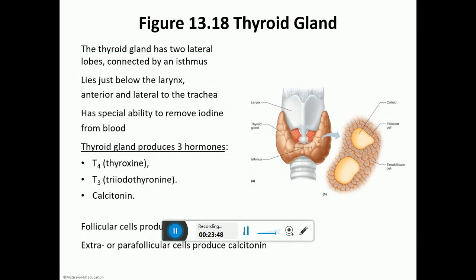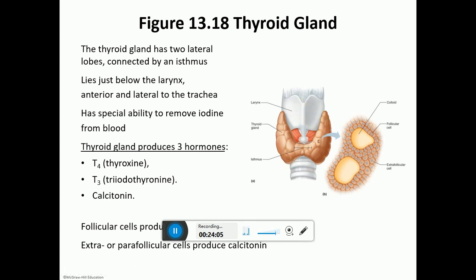Next hormone to talk about is the thyroid gland. So the thyroid gland has these little two lobes, and then there's an isthmus, or kind of a connection between them. It looks like a butterfly, as you can see, and kind of hugs the upper part of the trachea. It is found right underneath the larynx.